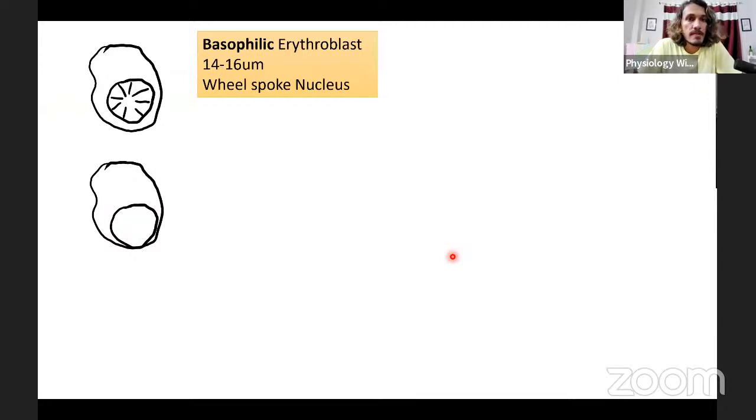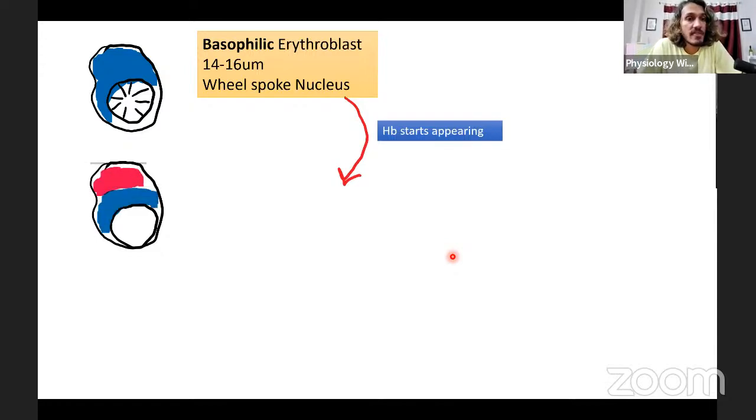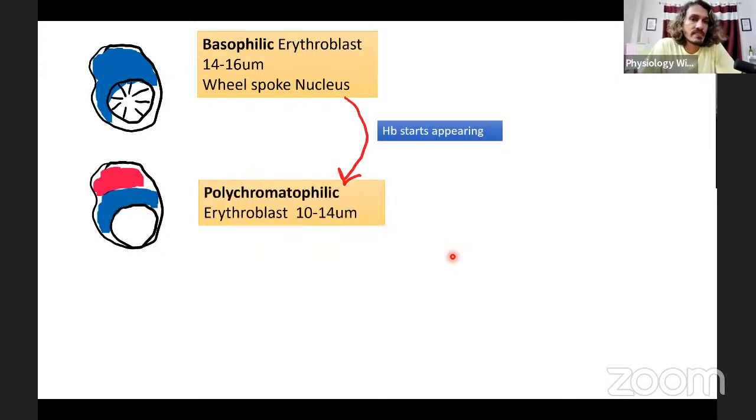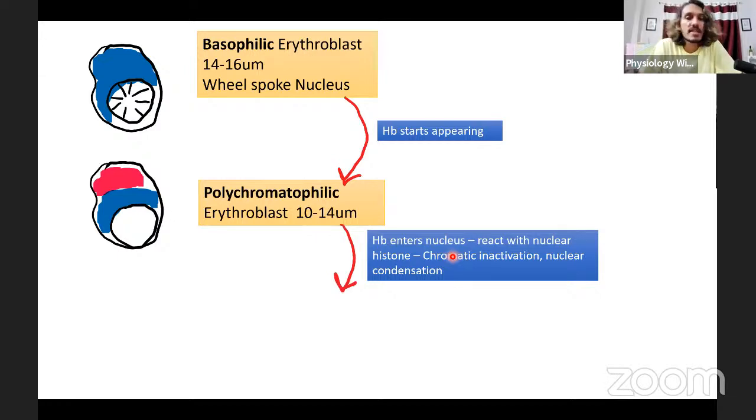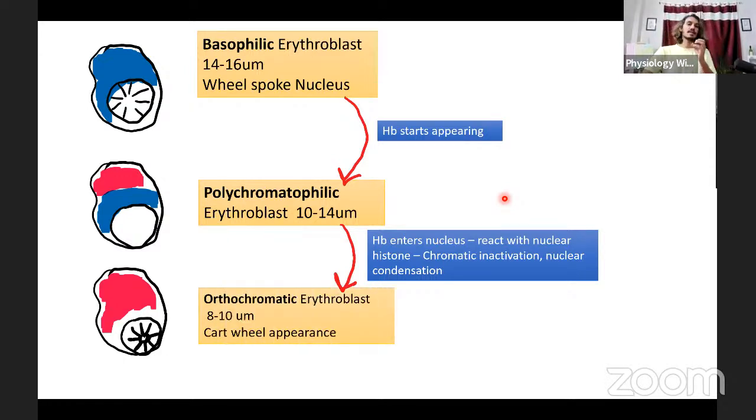So you can see here the basophilic erythroblast. This usually has something called a wheel spoke nucleus. Hemoglobin starts appearing and it forms a polychromatic. Now the hemoglobin goes inside the nucleus, as I was explaining earlier, resulting in chromatin inactivation and nuclear condensation, and eventually it forms your orthochromatic. This has a somewhat cartwheel-shaped appearance.